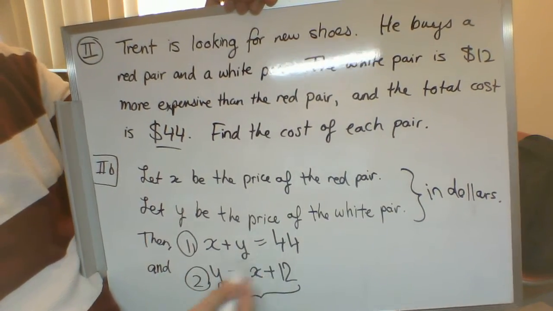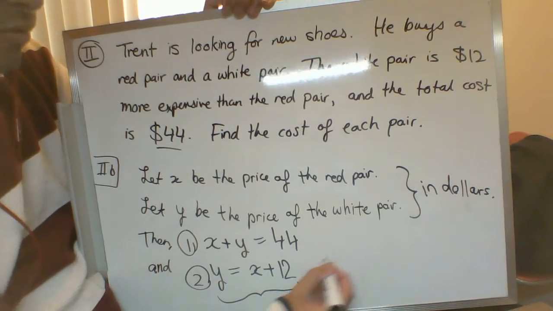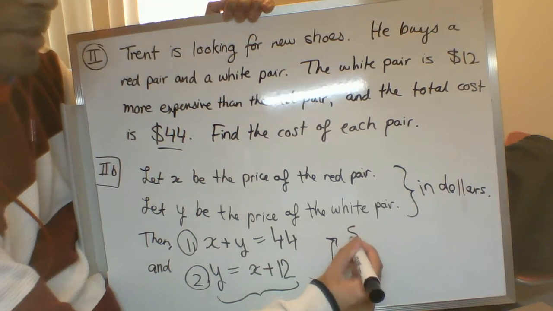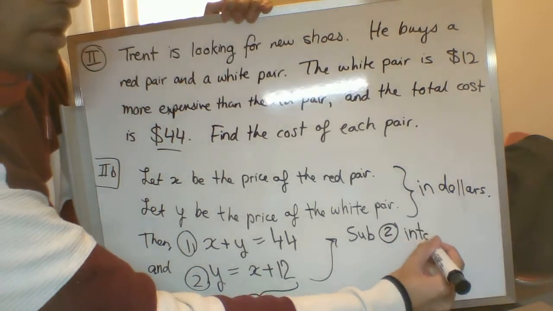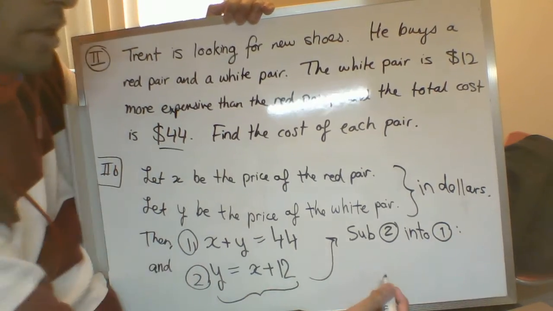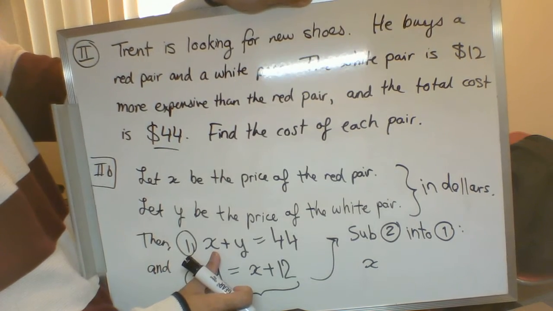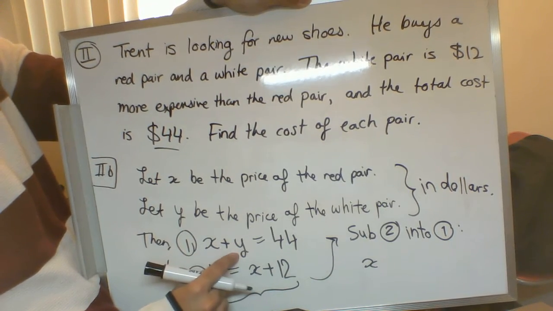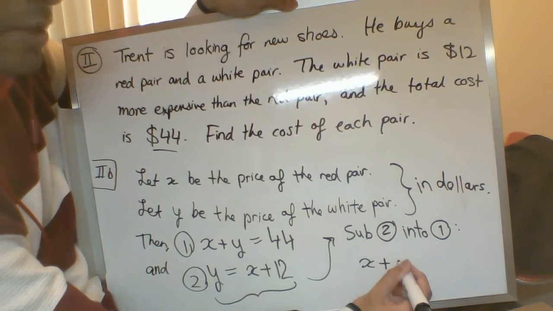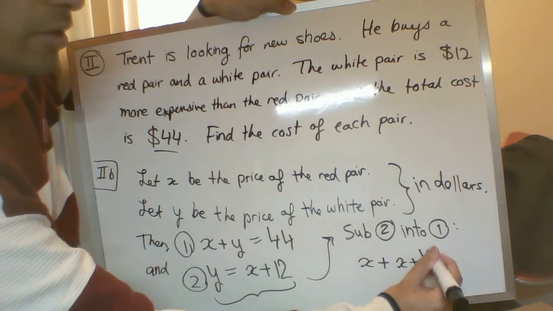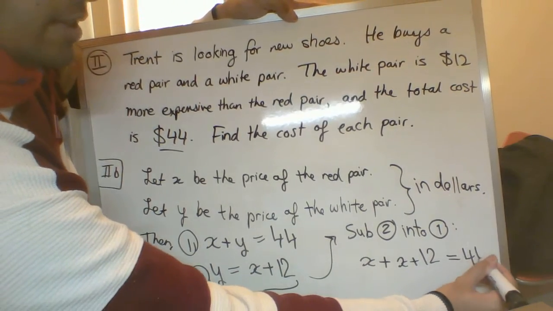So we'd look at equation 1, and anywhere we see a y, we'll replace it with x plus 12. So when we do that, we sub equation 2 into equation 1, and what you get is that you have the first x, that's fine, nothing changes there, but then this y we're going to replace with x plus 12. So we've got x plus x plus 12 equals 44. We don't have to change anything on that side.